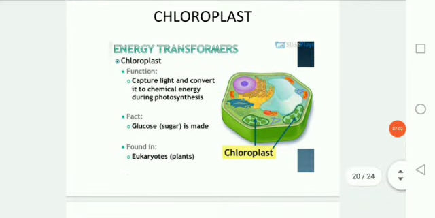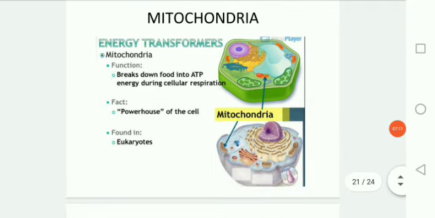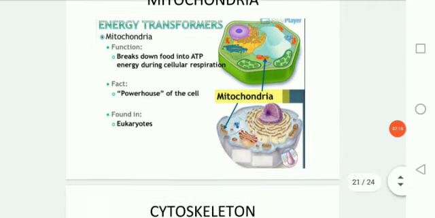We have the chloroplast, which is basically found in plants and is used for photosynthesis, and glucose is made over here. Mitochondria is the powerhouse of the cell, found in eukaryotes. It breaks down glucose to make ATP during cellular respiration.